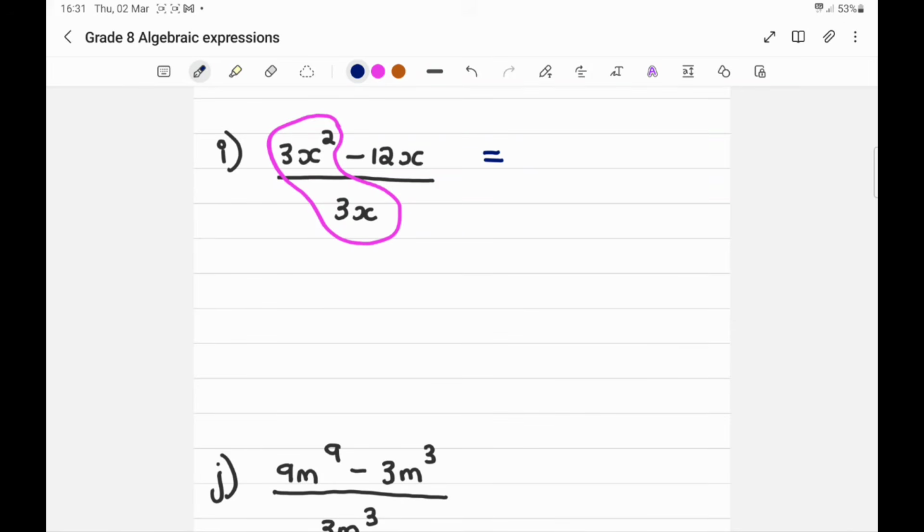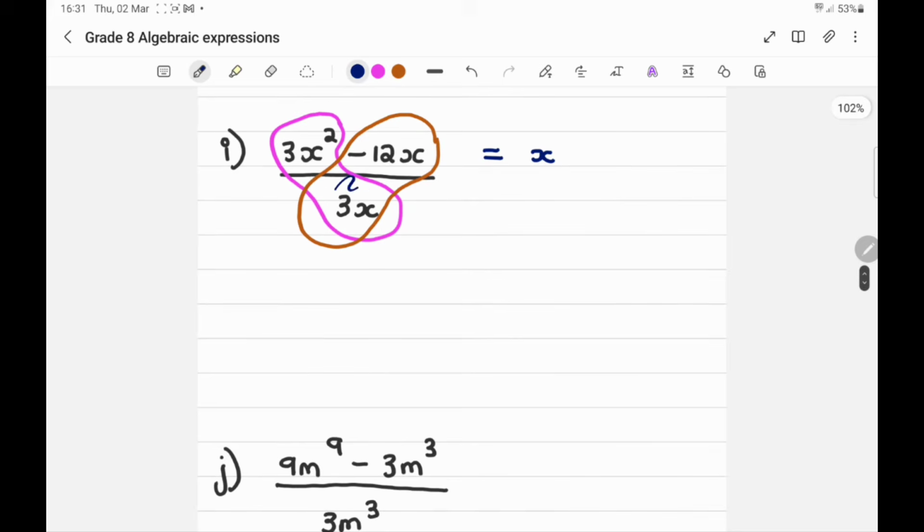So 3x squared divided by 3x, 3 divided by 3 is 1, x squared divided by x is x. Then after that, you're going to do it with the second one. So a negative times a positive is a negative. 12 divided by 3 is 4, and the x and the x cancel out. And that is your answer.